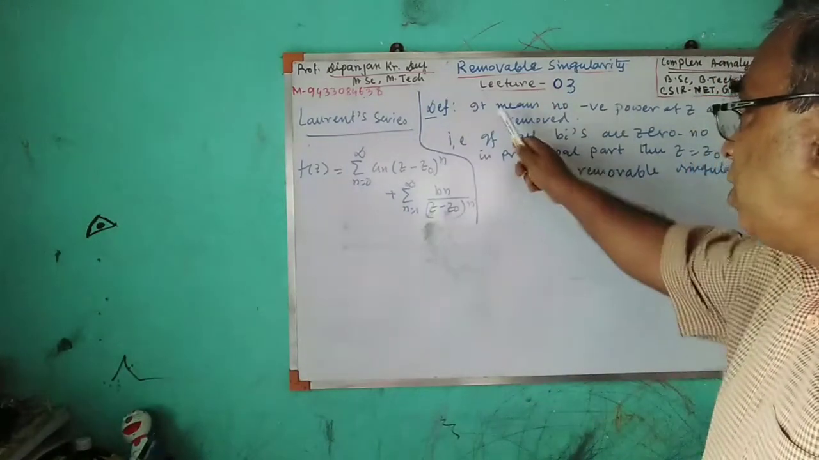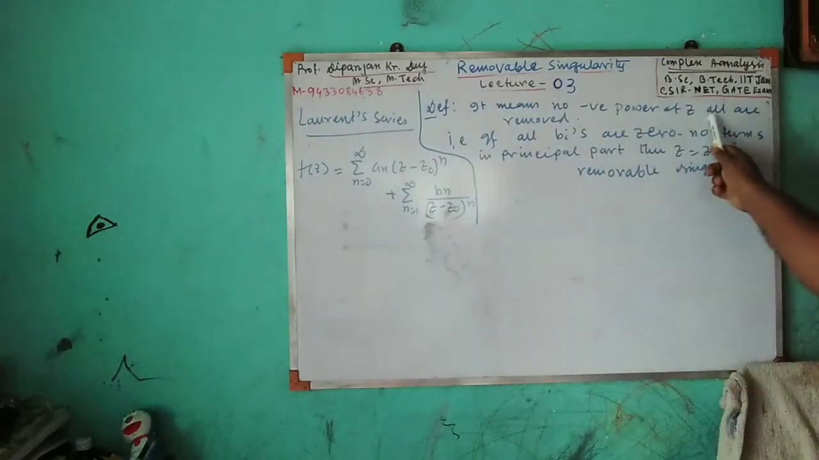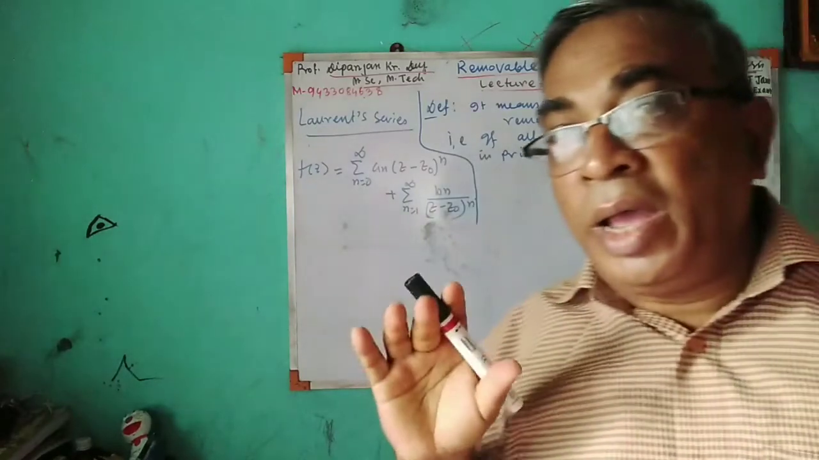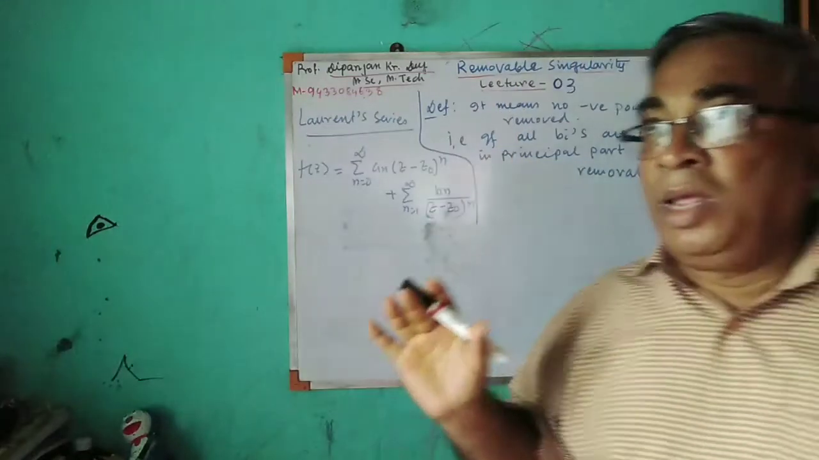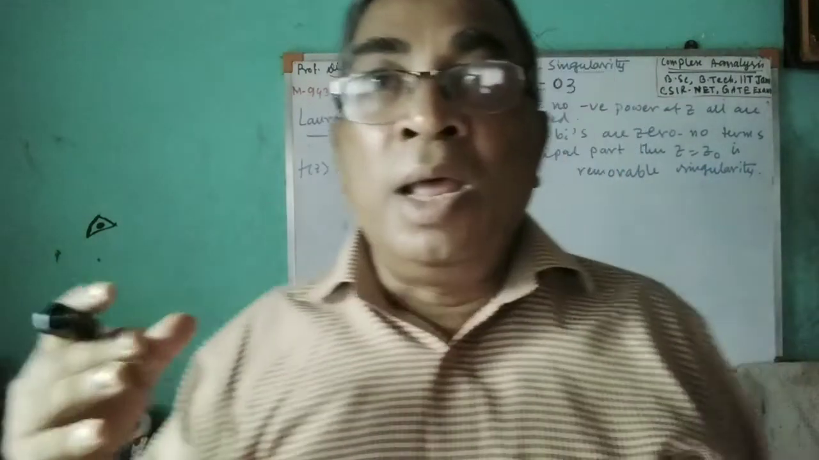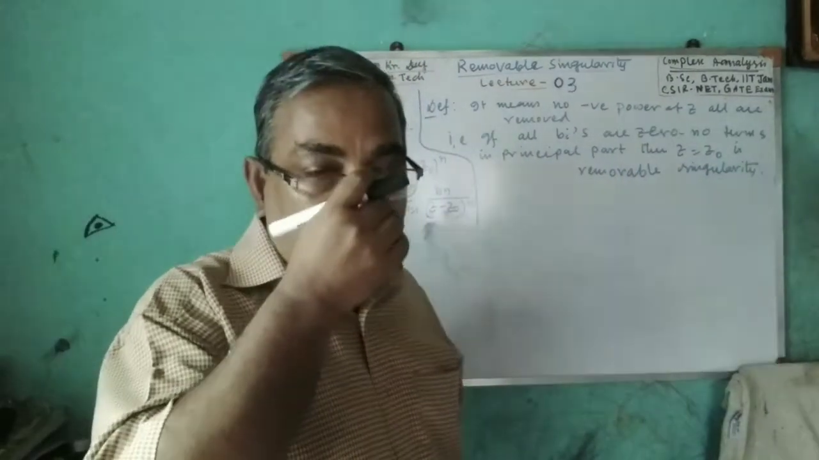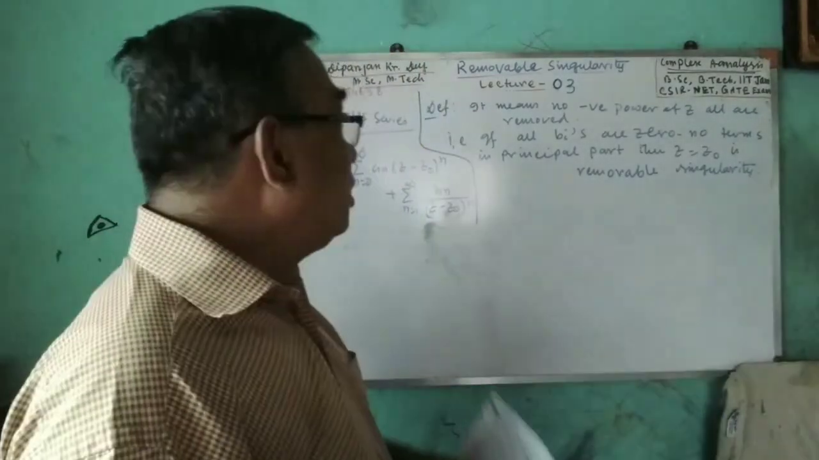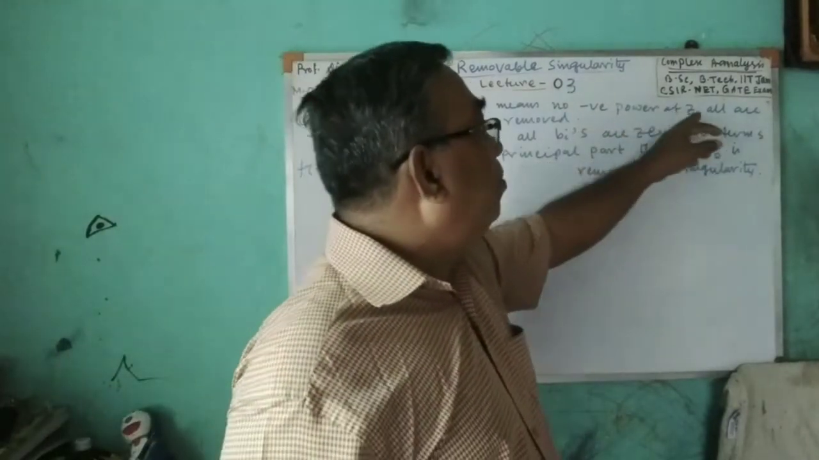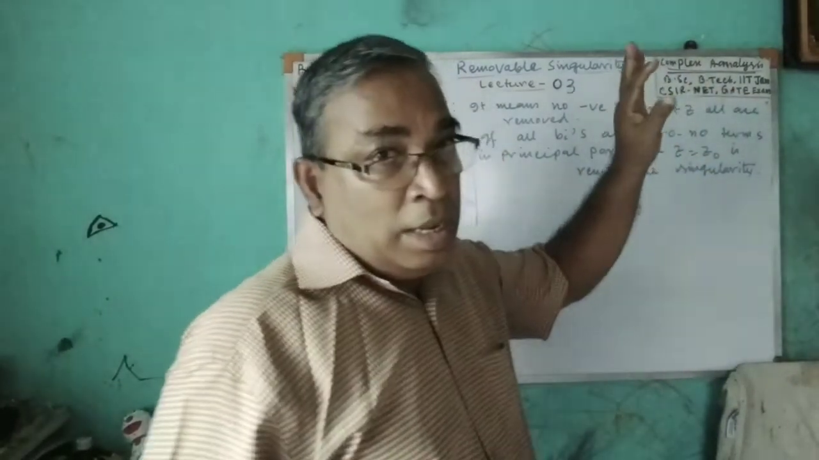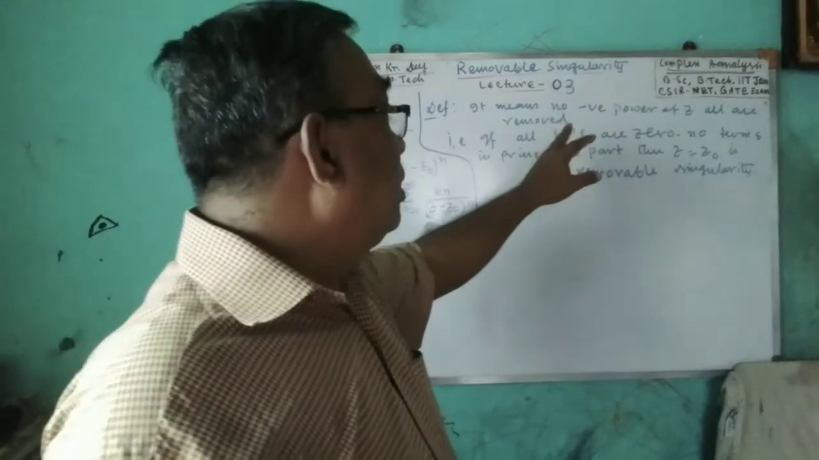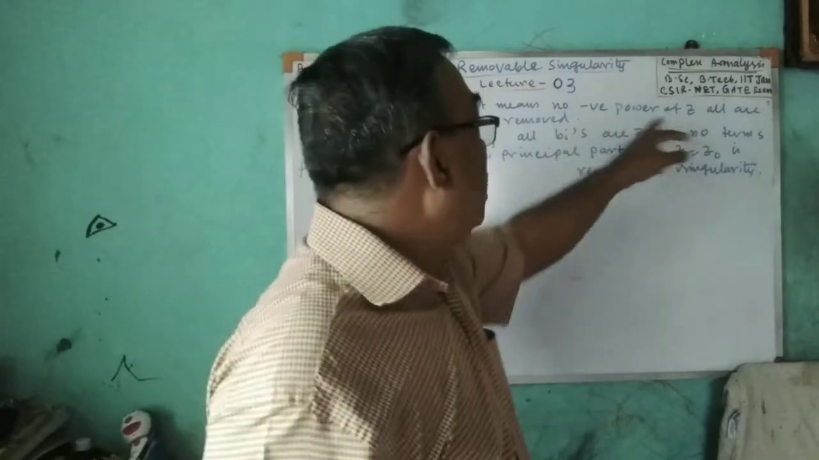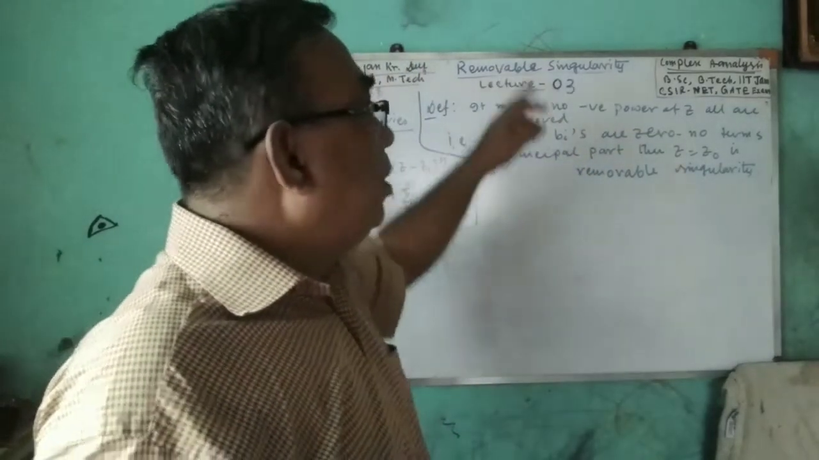It means no negative power of z; all are removed. That is, if a function is given, and we expand this function in a power series expansion, and that expansion doesn't contain any negative power of z, then we can say all are removed. Then it is called removable singularity.